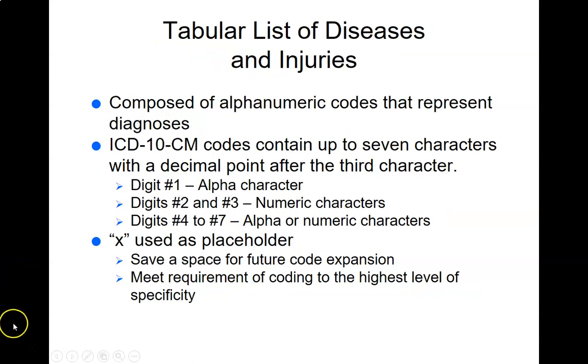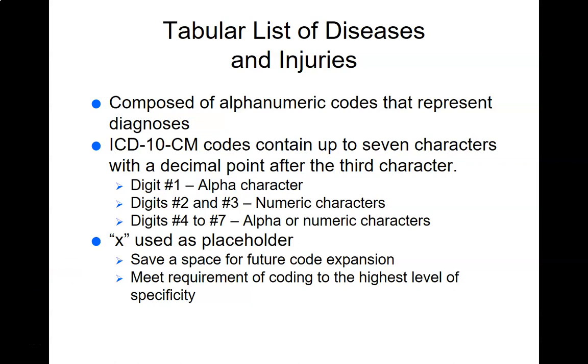The tabular list of diseases and injuries. The ICD-10-CM codes are composed of alphanumeric characters that represent the diagnosis. The codes contain up to 7 characters with a decimal point after the 3rd character. The first 3 characters, placed to the left of the decimal point, indicate the category. The remaining digits to the right of the decimal point indicate the etiology, the anatomical site, and the severity. Digit number 1 is an alpha character. Digits 2 and 3 are numeric characters, and digits 4 to 7 are alpha or numeric characters.